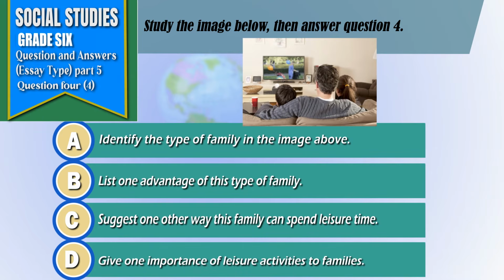The B part. List one advantage of this type of family. The C part. Suggest one other way how this family can spend leisure time.